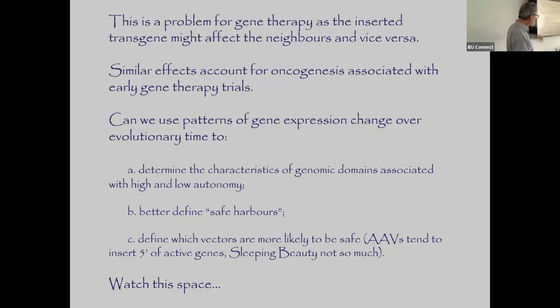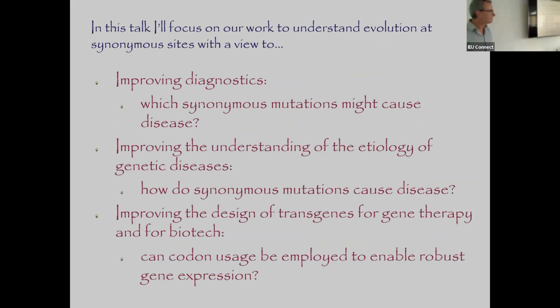are safe. That's say high and low autonomy. We're looking at those with high autonomy, so I can change my expression, but the neighbours don't change, and vice versa. From that, we can define safe harbours, and from that, we can define which vectors to use. And I'll give you a quick answer. We already know that the ones that are currently being used, we probably shouldn't be using. We should be using Sleeping Beauty instead. Anyway, that's the bit I'm not going to talk about.